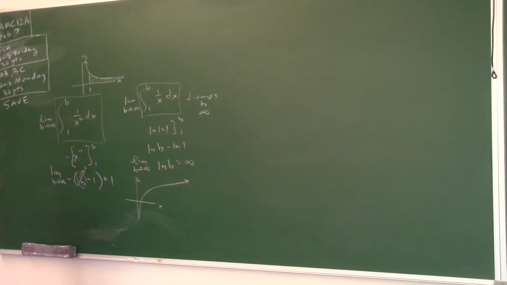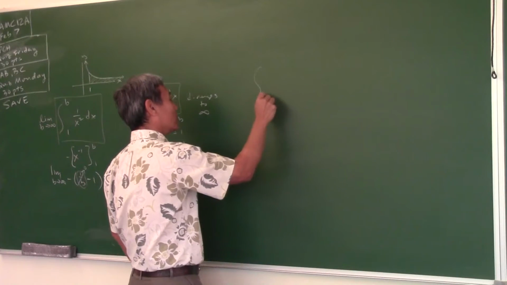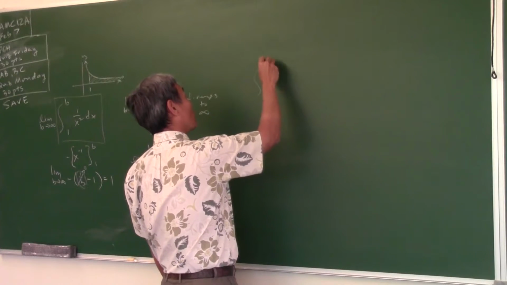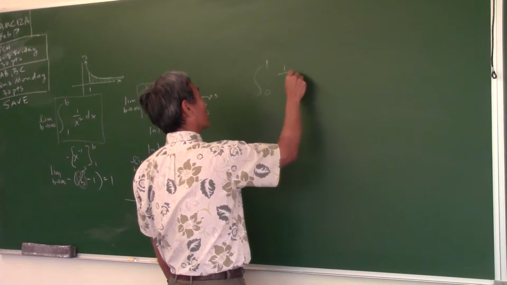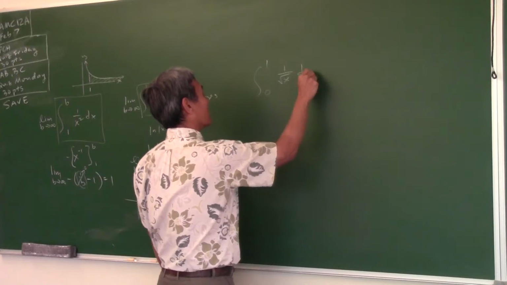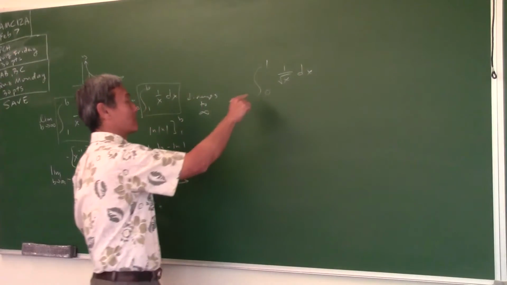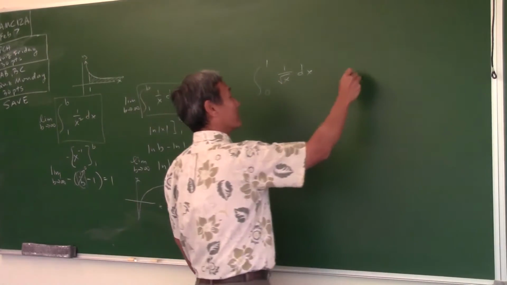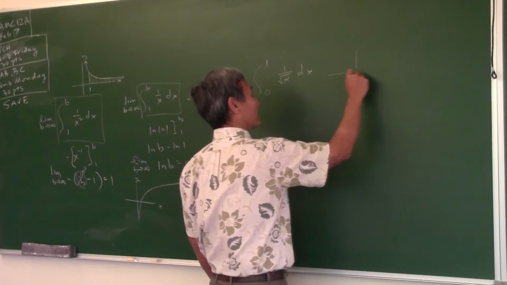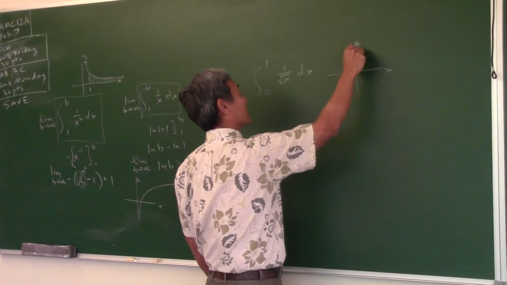Okay, let's take a look at another one. Let's say something like this. What about the integral from 0 to 1 of 1 over the square root of x dx? Now, why is this an improper integral? Because at 0, this function becomes undefined. In fact, if we draw the graph, there's a vertical asymptote at x equals 0, right?